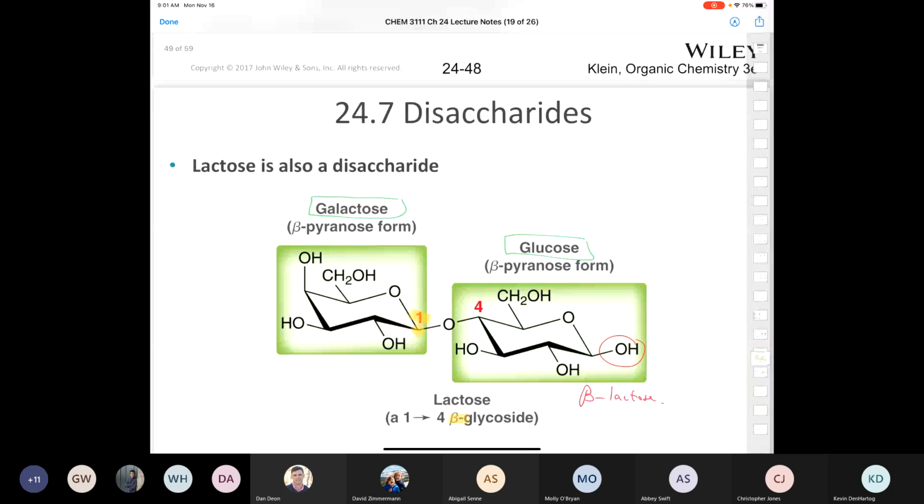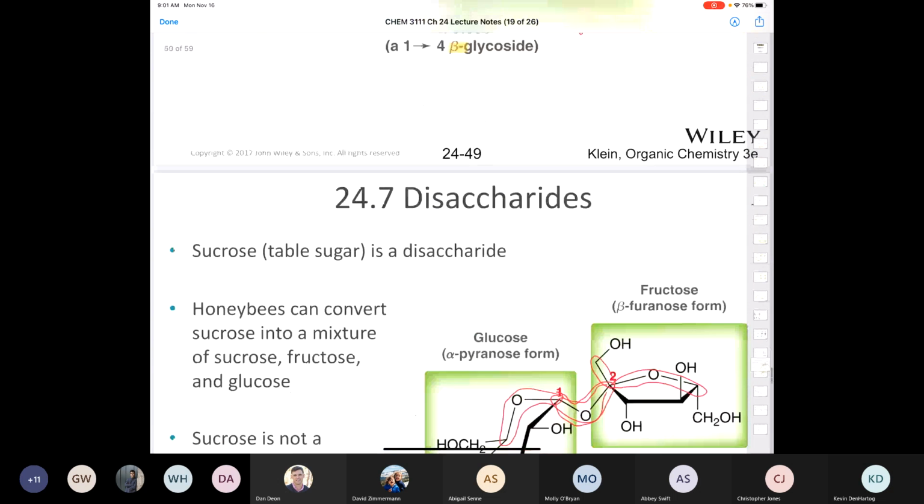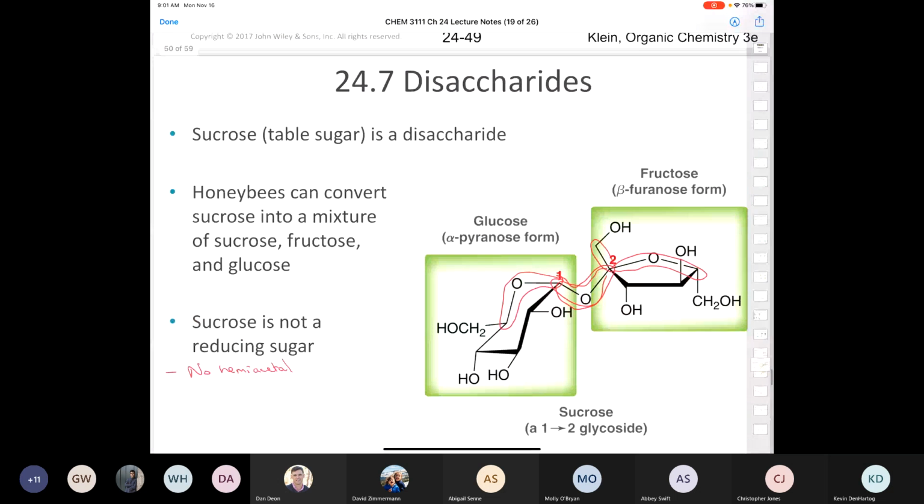If you look at lactose, lactose is a reducing sugar. Why? You can see it's got a hemiacetal right here. Cellobiose is a reducing sugar. It's got a hemiacetal right here. Maltose is a reducing sugar. It has a hemiacetal right there. So they all have hemiacetals. And so the only non-reducing disaccharide that we're going to look at is sucrose. Only one.